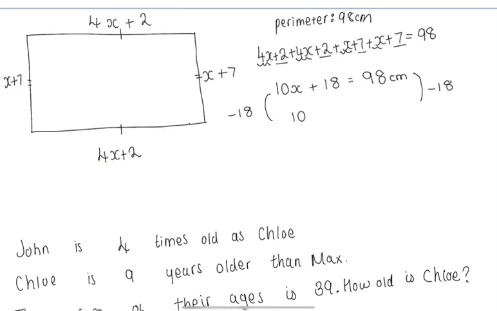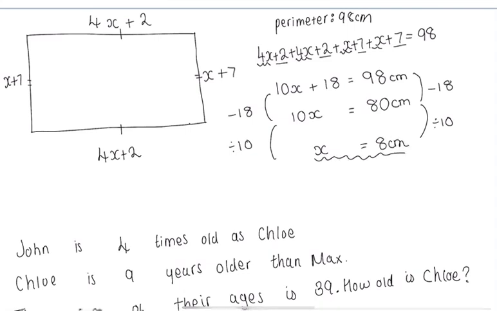So to solve, we're getting rid of that 18 by doing the opposite and taking it away from both sides, which leaves me with 10x equals 80. And then getting rid of that 10, we're going to divide it by 10. So I'm left with x equals 8 centimetres. And therefore we found x. So you can see how there you're just having to straight away use that fact that opposite sides are equal before you can go ahead and write that equation.